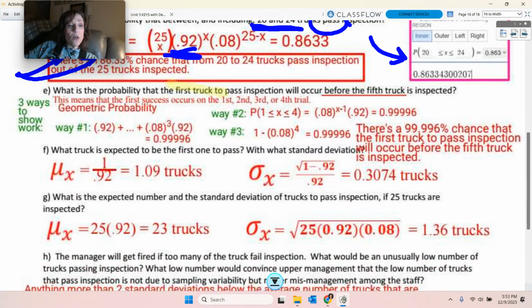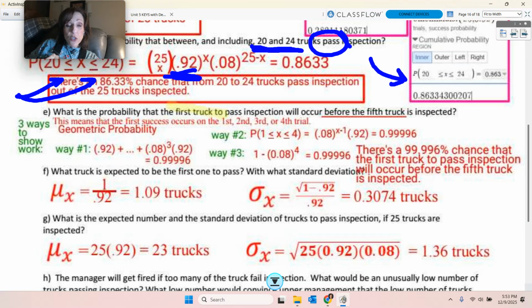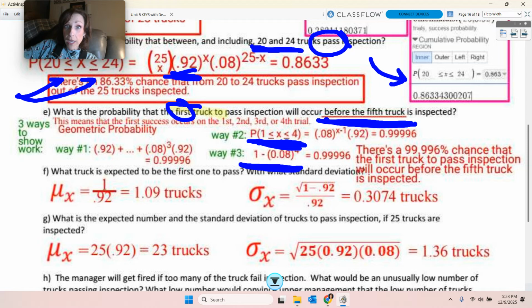All right, but now on part E, we have a geometric because it says the first truck to pass is before the 5th. So to me, that means it's got to be the 4th and earlier. The first success is less than or equal to 4. So you could write them all out separately, or 1 minus the opposite of what you want. And I want all 4 passing. So the opposite of what I want is 1 minus 4 failing.